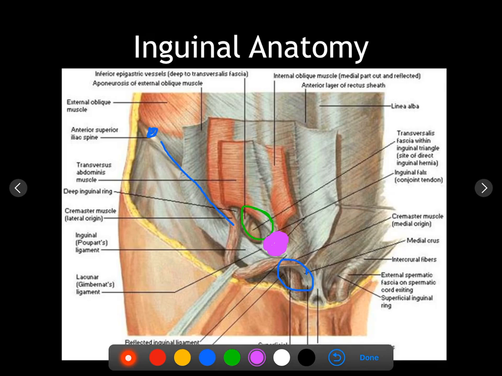In the operative differentiation, when we open the patient, this is clinical differentiation, but we can differentiate operatively. When we open the inguinal region, we can find vessels called the inferior epigastric vessels. If the sac comes out lateral to the inferior epigastric vessels, it is an indirect inguinal hernia, while if the bulge or the hernial sac is medial to the inferior epigastric vessels, this is a direct inguinal hernia.